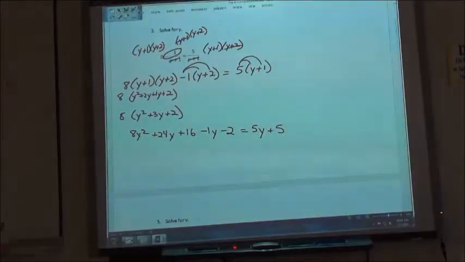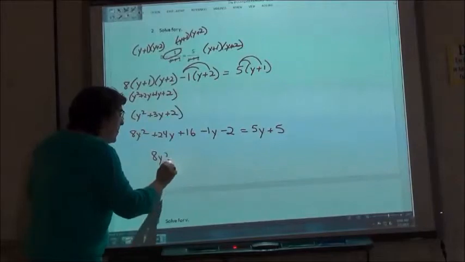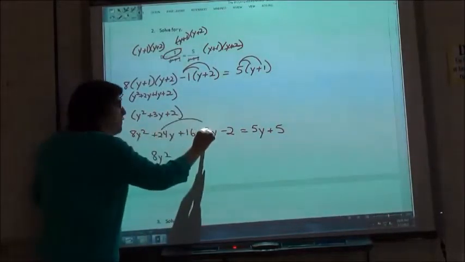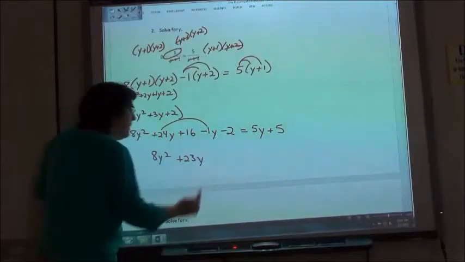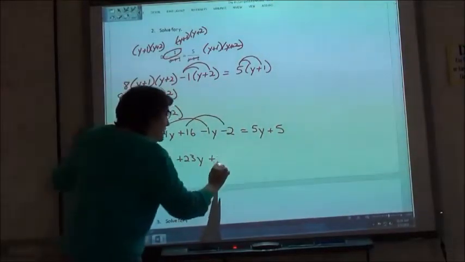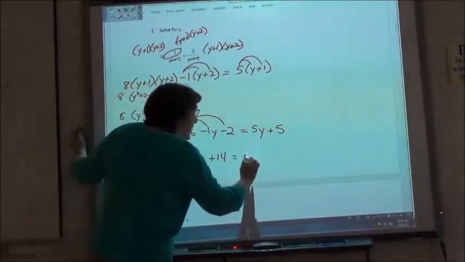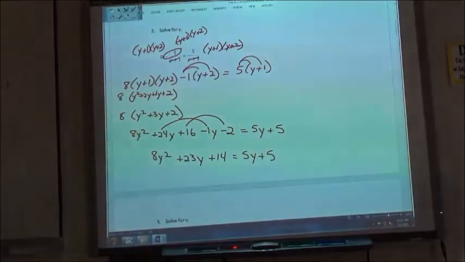So over here on this left-hand side where we've got this big long mess, we can combine some like terms. We have an 8y squared. We have 24 minus 1, which would be 23y. And we have 16 minus 2, which is 14. Equals our 5y plus 5, right?